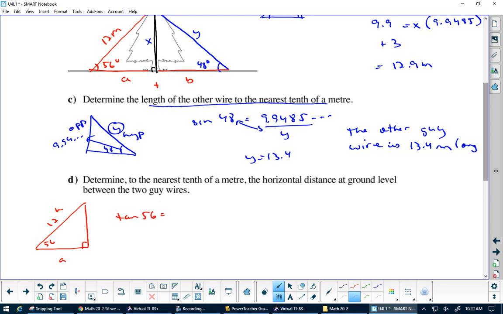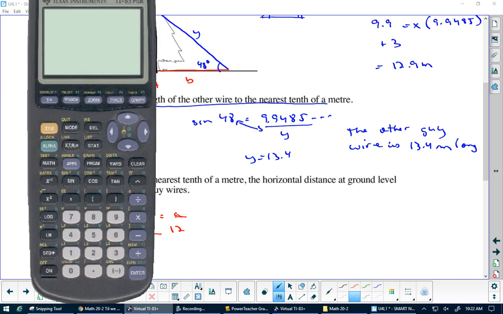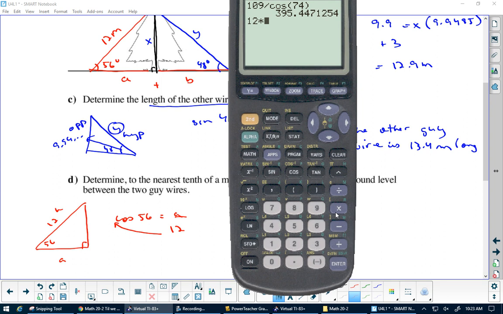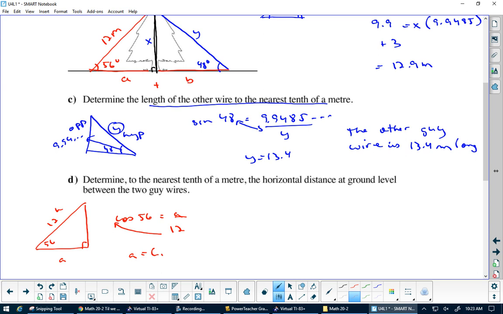So tan 56 equals, oops, why am I using tan? I don't need tan for this side. I could use tan, but then I'd have to use my new measurement. Why don't we use cos? So if we go cos 56 equals adjacent, which we don't know, over hypotenuse, which is 12. Okay, so the 12 comes up. So I would just go 12 times cos 56, 6.7103. So A equals 6.7103.